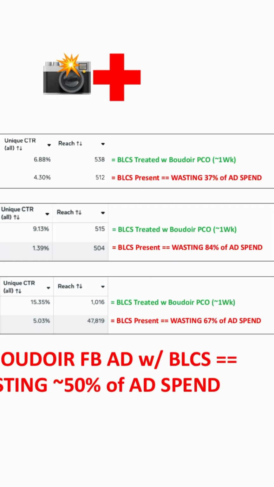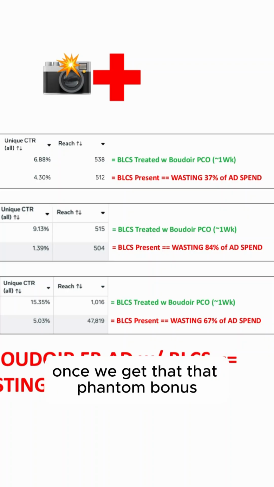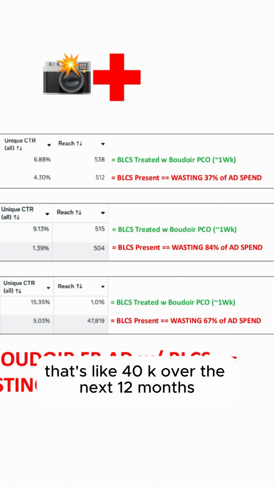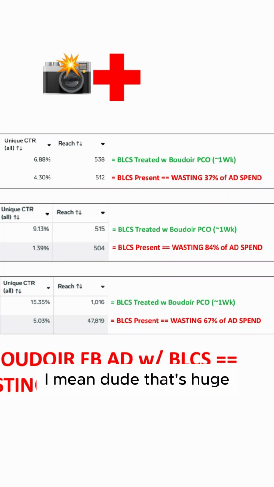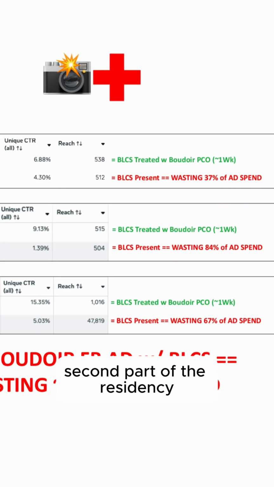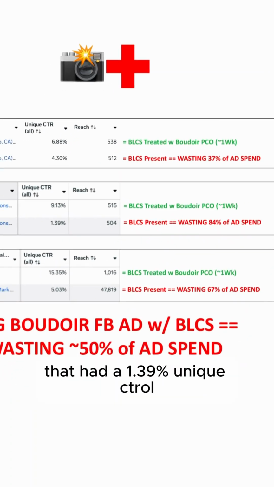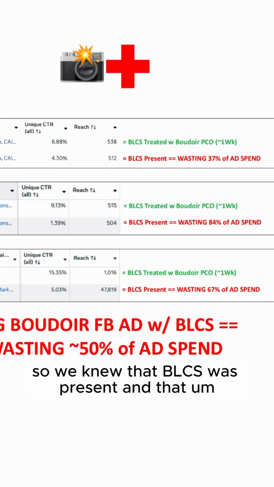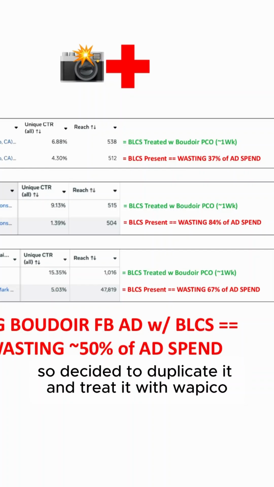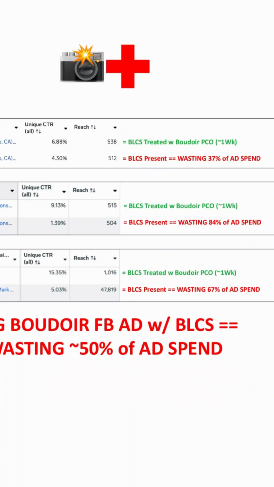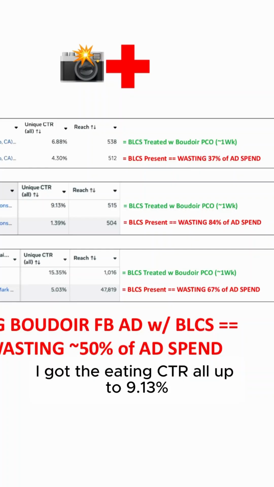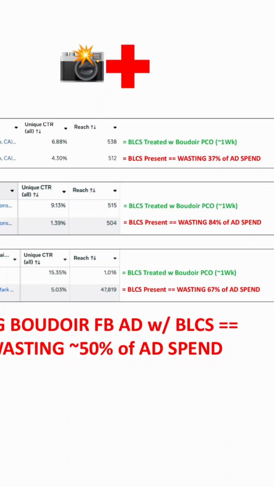Once we get that phantom bonus, that's like 40K over the next 12 months. I mean, dude, that's huge. Second part of the residency, found a boudoir Facebook ad that had 1.39% unique CTR. So we knew that BLCS was present, and so decided to duplicate it and treat it with boudoir Pico. Takes about a week. I got the unique CTR up to 9.13%.